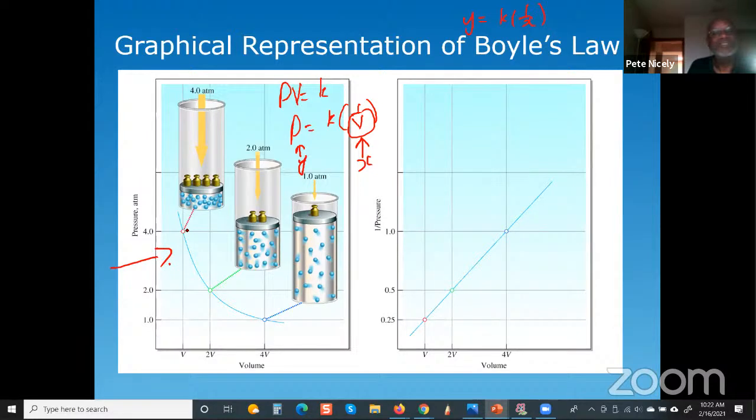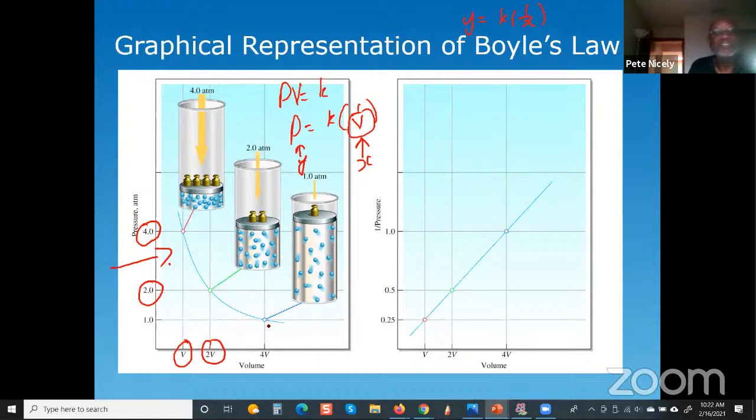You'll notice also, if you look at the numbers, you see the inverse relationship. Let me start from here. At this value V, whatever it is, the pressure is 4.0 atmospheres. If you increase the volume from V to 2V, in other words, you double it, then the corresponding pressure is halved from 4.0 to 2.0.